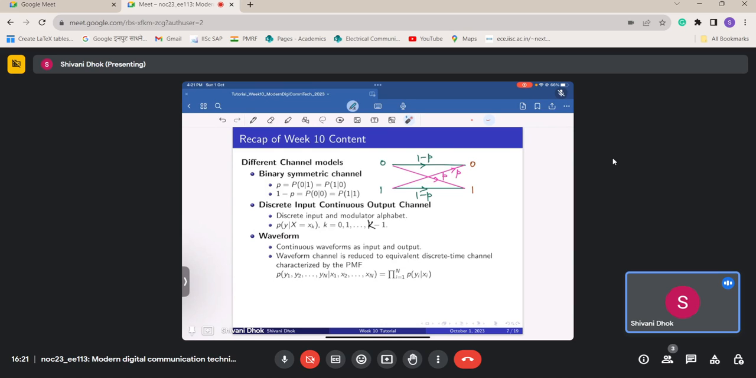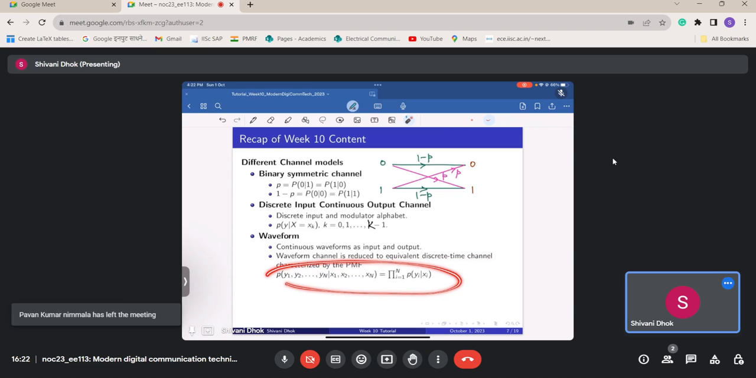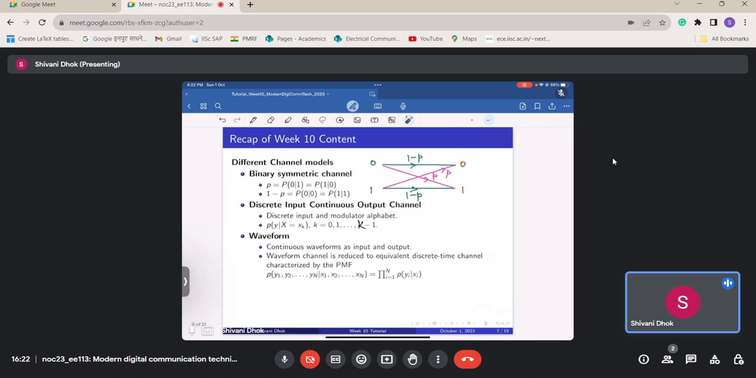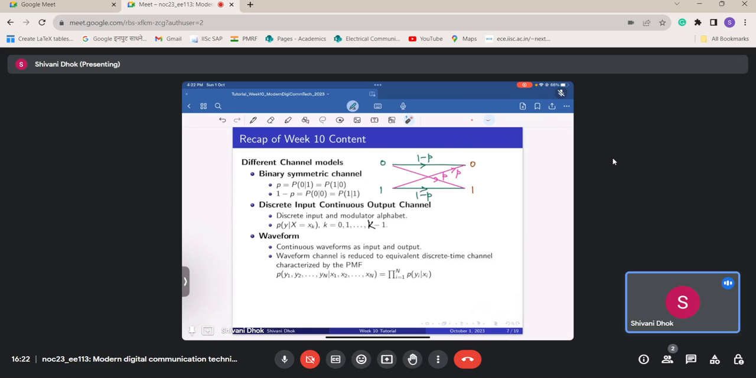Another channel model is this waveform channel, where we transmit and receive continuous waveforms. Both transmission waveforms and reception waveforms can be represented in terms of some finite number of bases or n-dimensional bases, and that's why this waveform channel can be reduced to its equivalent discrete time channel, which can be characterized by this particular PDF. Okay, so this was all that was covered in this particular week. Now if you have any queries, then please let me know. Otherwise, I'll go ahead and start discussing the questions that I have planned today.